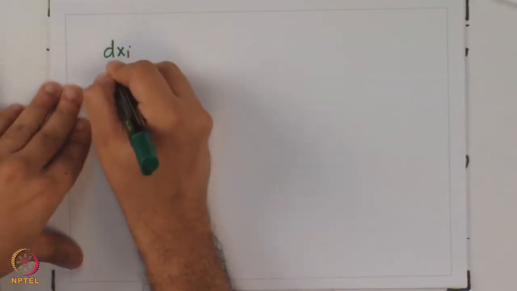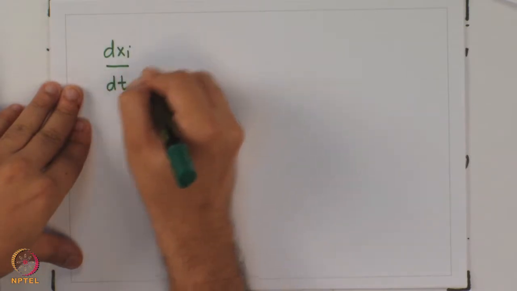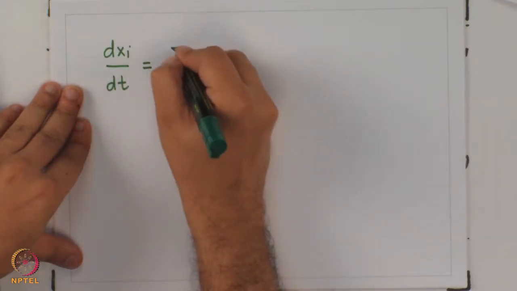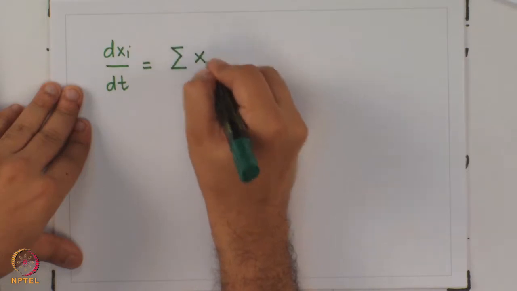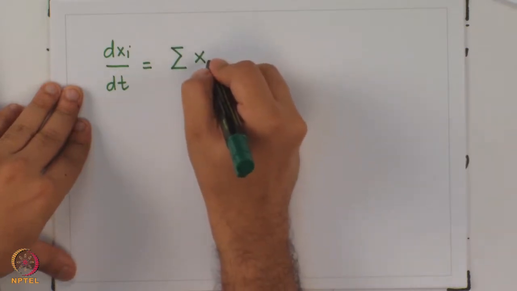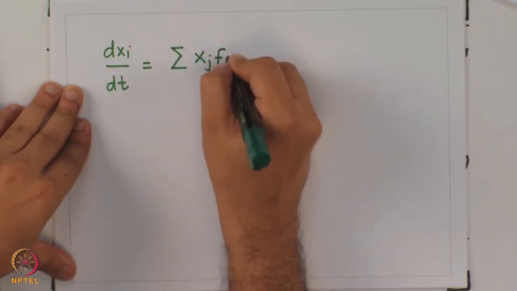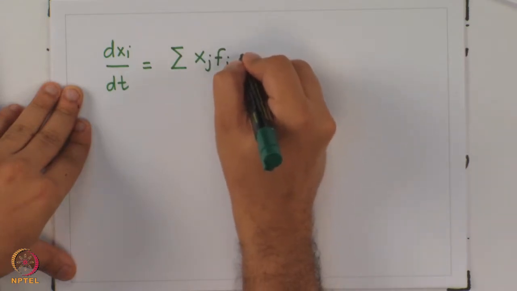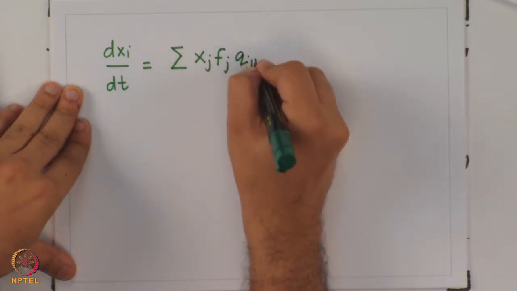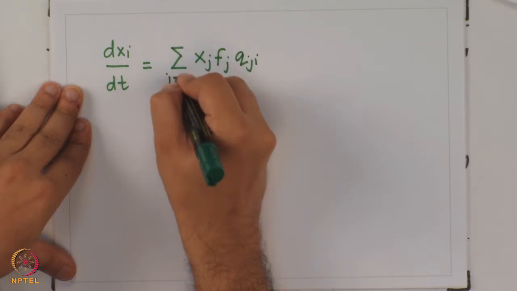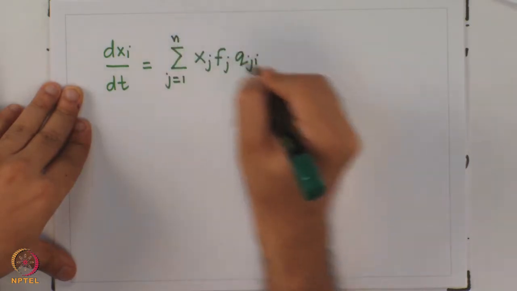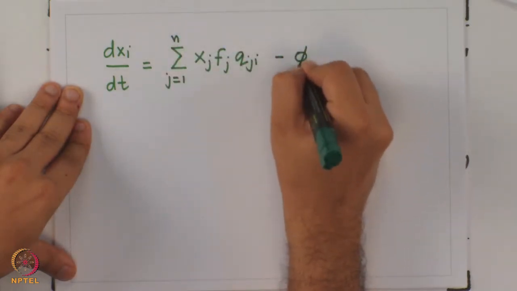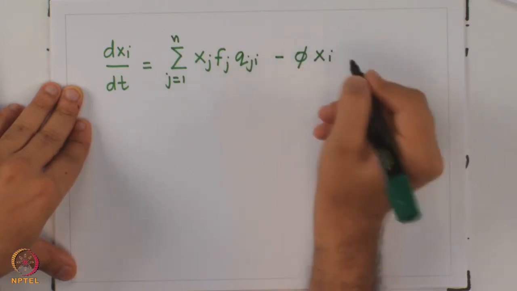So, this equation can be simplified a little bit, and we can write this as dxi by dt is equal to the sum over j, j varies from 1 to n, of xj fj qji, minus phi times xi.